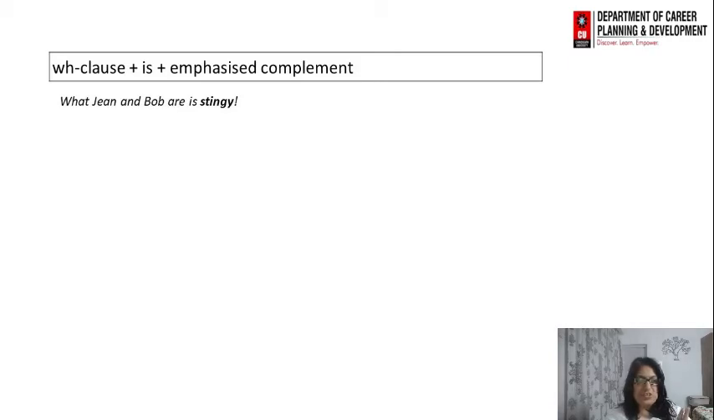Do you think Jean and Bob are a bit cautious with their money? Well, cautious? What they are is downright stingy, you know. So that is how you use an adjective in the sentence. Let's see how to use the other type of cleft sentences now.